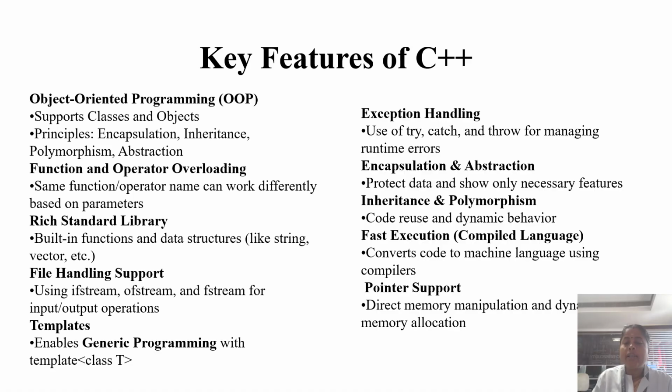The next feature is encapsulation and abstraction. Encapsulation protects data and shows only the necessary features to the user. The next wonderful feature is inheritance and polymorphism, which helps with code reuse and dynamic behavior. And fast execution is a special feature, as it converts code to machine language using compilers.